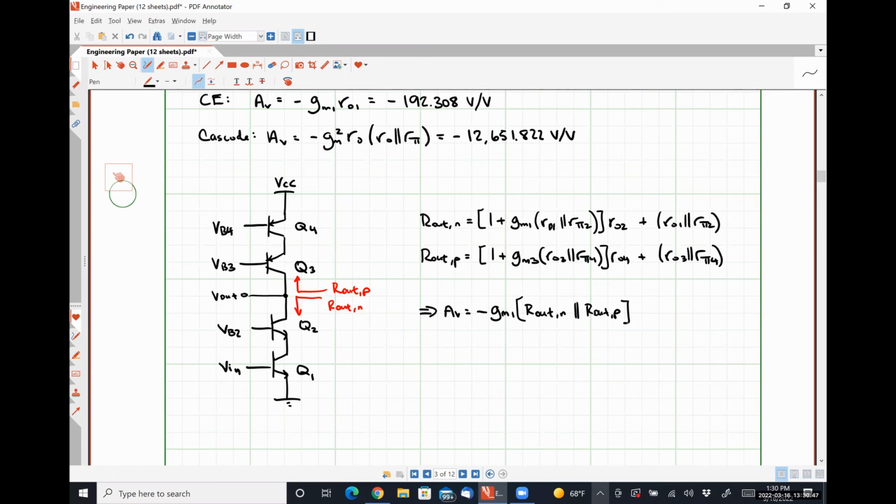Why would it be an absolutely terrible idea to bias this with a single PNP current source as opposed to a cascode current source?